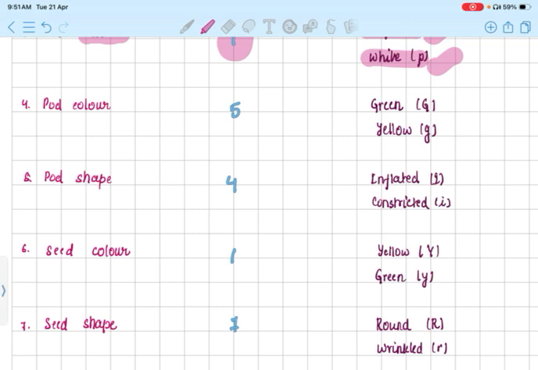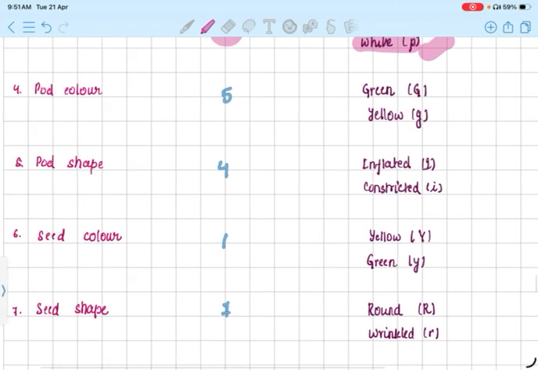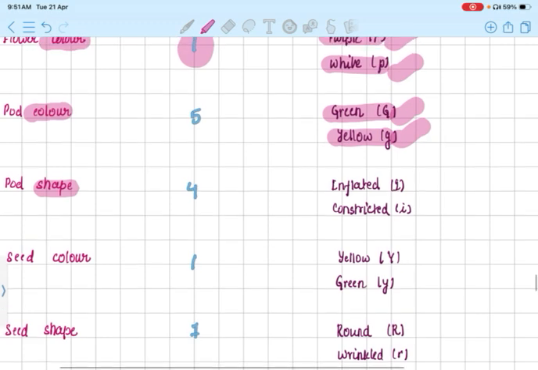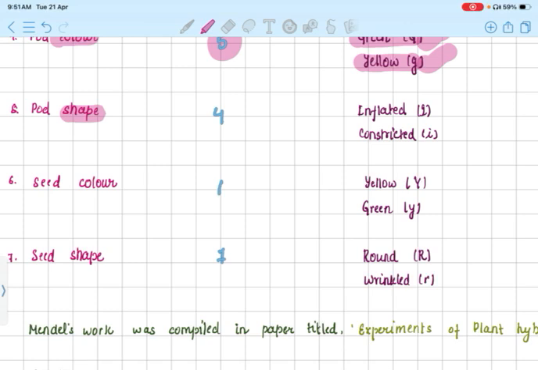Now, the second thing he saw was the pod. Pod means matar ki faliyan, which we have all seen in the winter that come to our home to eat. That is known as a pod in biological terms. In the pod, he saw the color and the shape of the pod. In the color, he saw two traits: the green pod and the yellow pod, in which green was dominant and yellow was recessive. This pod color gene was present on chromosome number 5, and pod shape is inflated and constricted, in which inflated is dominant and constricted is recessive.